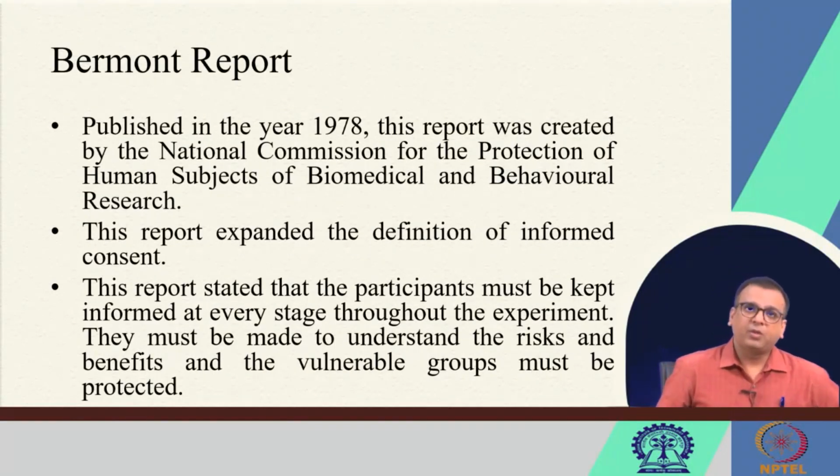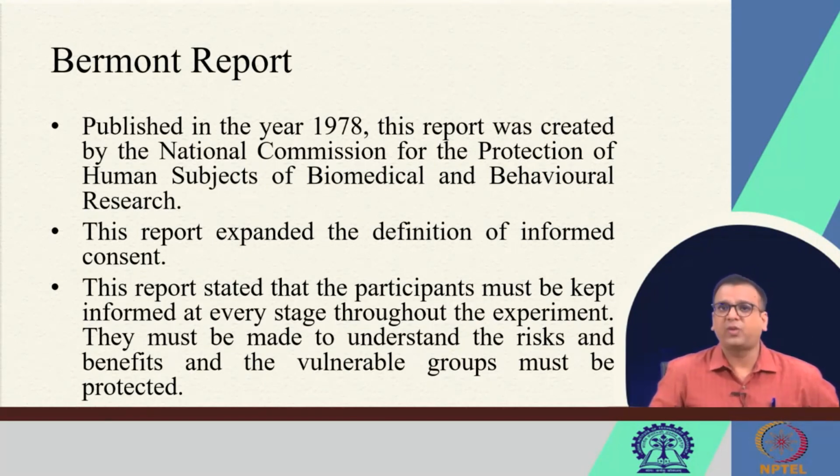The Belmont report, also published in the year 1978, is also very important in respect of informed consent. This report was created by the National Commission for the Protection of Human Subjects of Biomedical and Behavioral Research. This report expanded the definition of informed consent. It stated that the participants must be kept informed at every stage throughout the experiment. They must be made to understand the risks and the benefits, and the vulnerable groups must be protected.